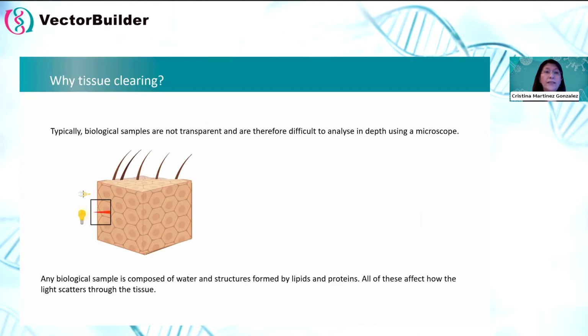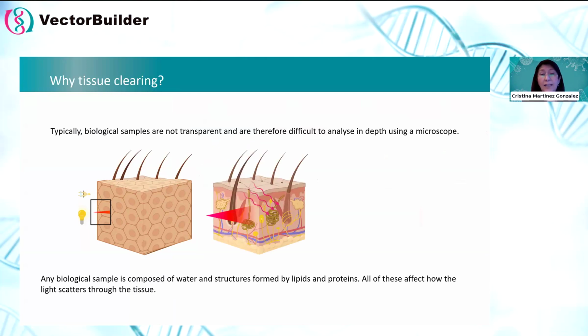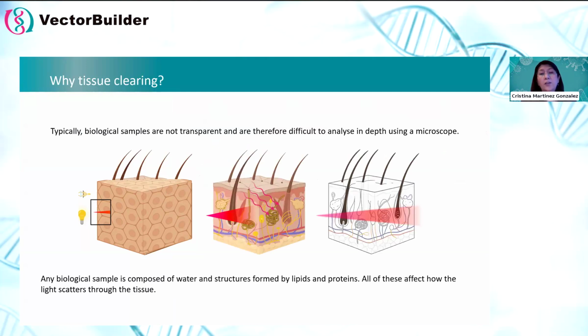To start, why tissue clearing? It's basically because normally any biological sample is not transparent. It's always embedded as lipids, tissue, blood, protein, and it is not possible to analyze in depth using a microscope. Any biological sample will have all these components, and these components, particularly lipids, affect the way the light passes through it. So to see inside the tissues without actually sectioning, we need to clear it.